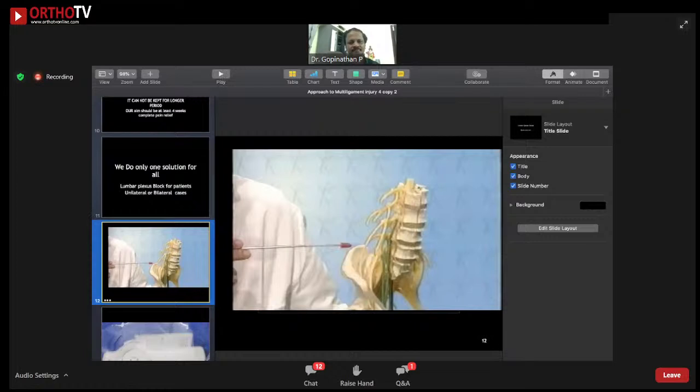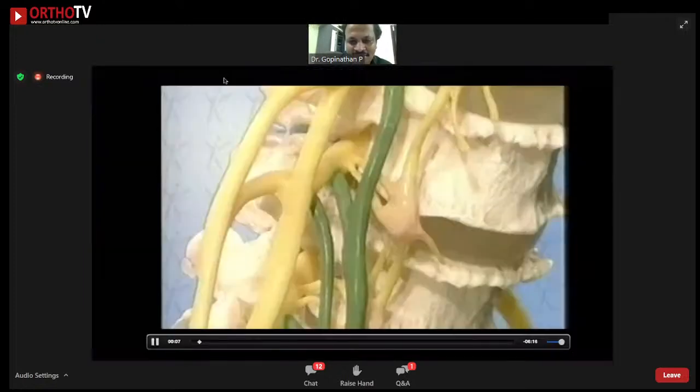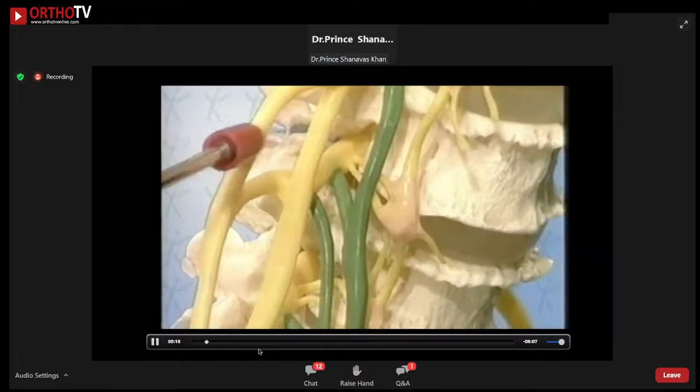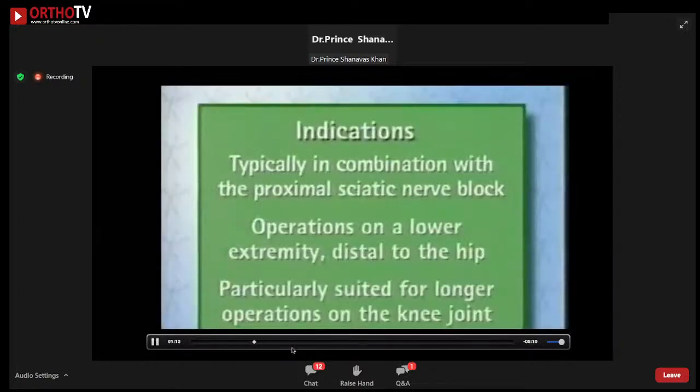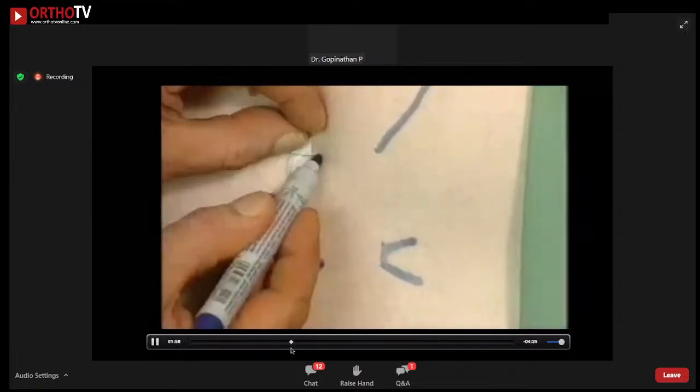I think the net got disconnected at this video. Am I right? Yeah, 4 centimeter distal, sir. Yes, sir. 4 centimeter distal to the L4 spine, sir. It got disconnected at that time. Okay. Yeah, at that point it got.